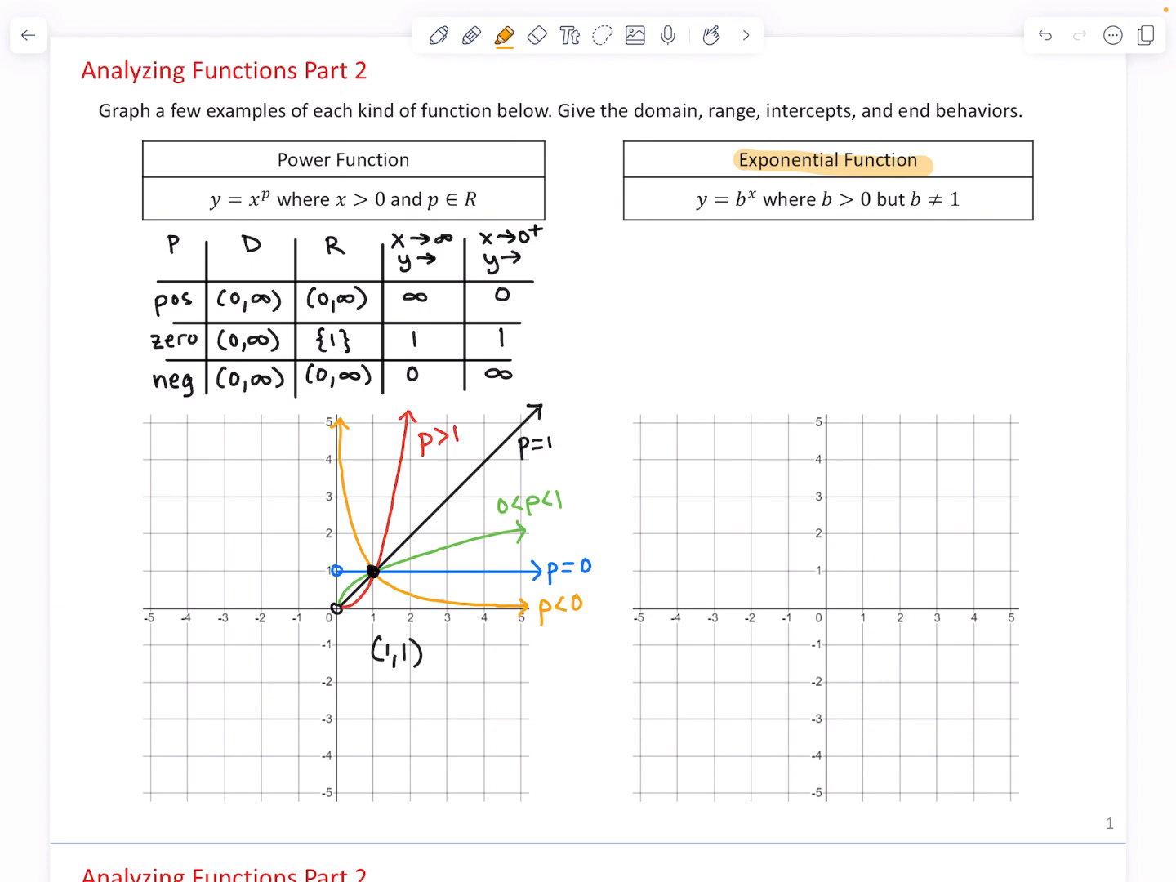Exponential functions have the form y equals b to the x, where b is called the base. It must be positive, but it can't be 1. Notice a key distinction between power functions and exponential functions is where the input variable is. In the case of exponential, we have a constant raised to the x, where x is the variable. And in the case of a power function, we have x raised to a constant.